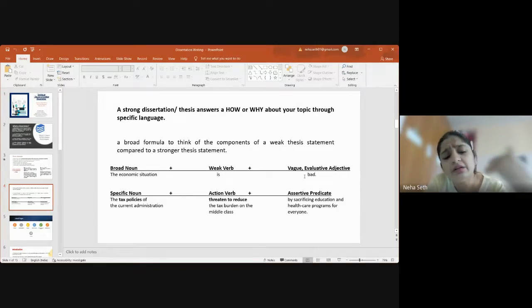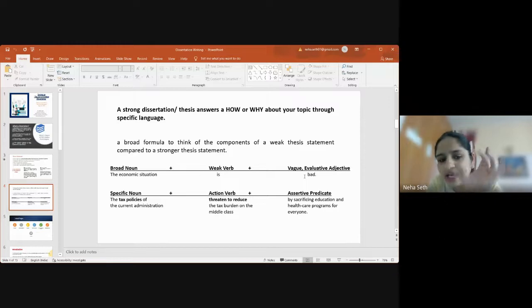Then there is another, or rather a better, way of presenting the same statement following this broad formula, wherein the common noun should be replaced with a proper noun, or I can say a specific noun. A weak verb can be replaced by a proper action verb, and a vague adjective can be replaced by an assertive, predictive adjective. Okay, so this statement can be reformulated in this way: the tax policies of the current administration.